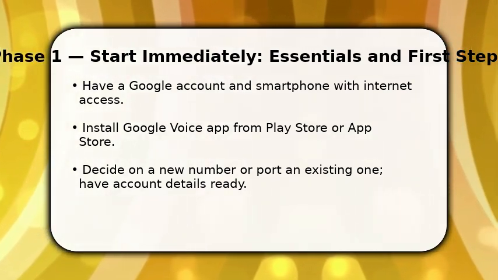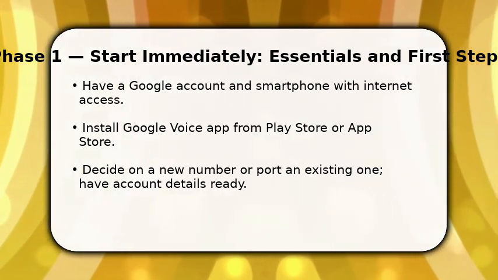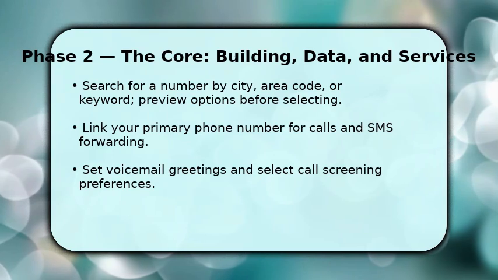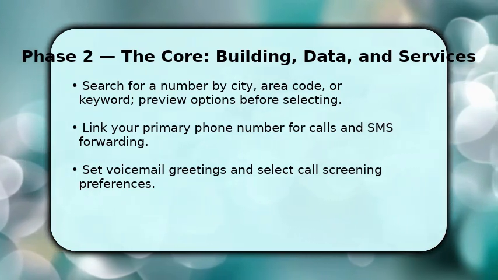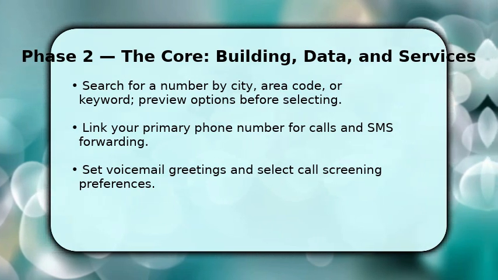Make sure location permissions are allowed so the app can check carrier rules. This avoids delays later. Now you pick and configure the number. Search by city or area code, preview available options, then claim your preferred number.